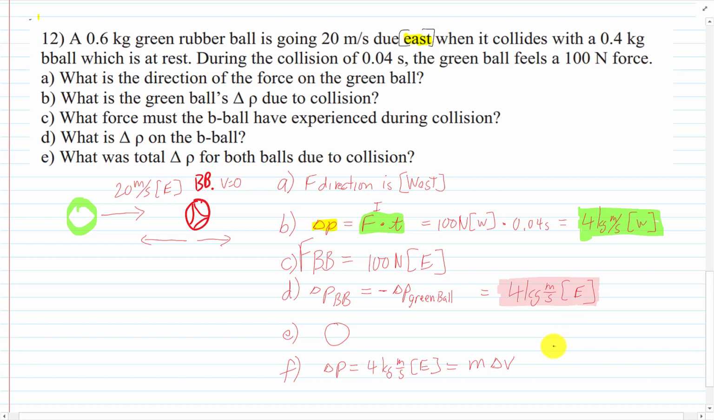Oh, this is going to be easy, you say. Yes, it is going to be easy because its mass is 0.4 kg. So it's just going to be 4 kilogram meters per second divided by 0.4. So the change in velocity is going to be 4 divided by 0.4, which is equal to 10, and the units will be meters per second, and you'll still have that direction of east.